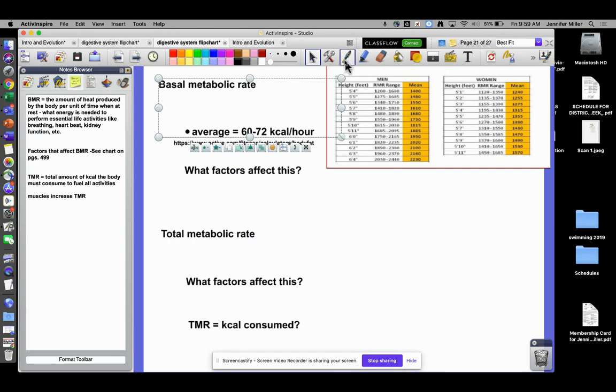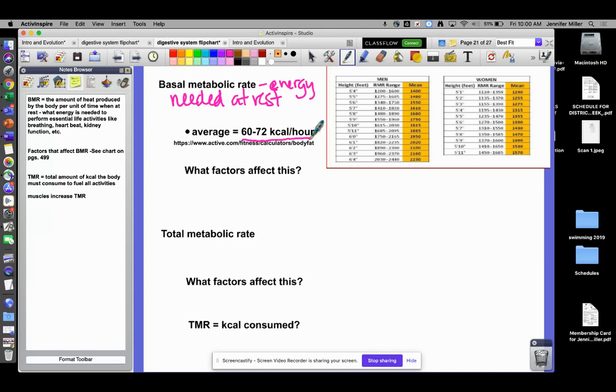And this is basically what this means: how much energy do I need while I'm at rest? So I'm just going to put energy needed at rest. So what does it take to just fuel my heart beating, my kidneys working, my intestines? Like if I'm just sitting there, and all the energy that I need. So the average you can see here is about 60 to 72 kilocalories per hour, or calories per hour.